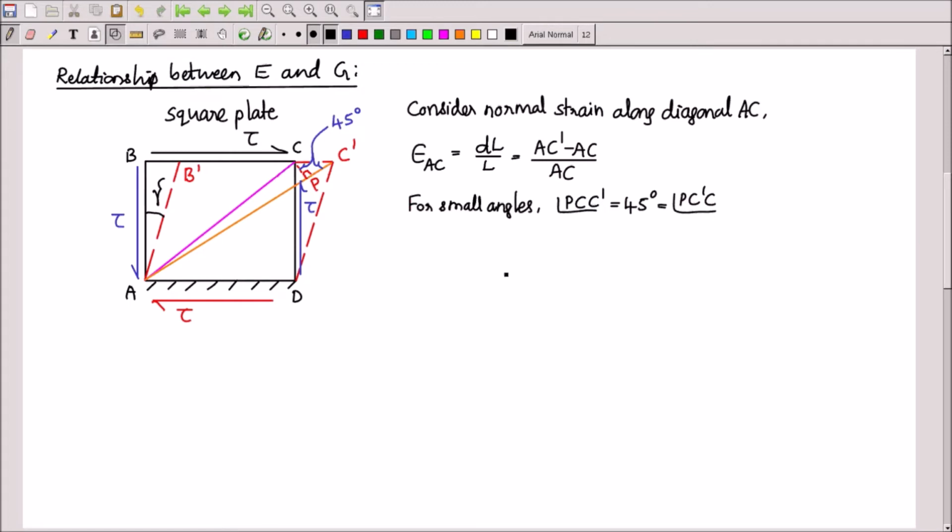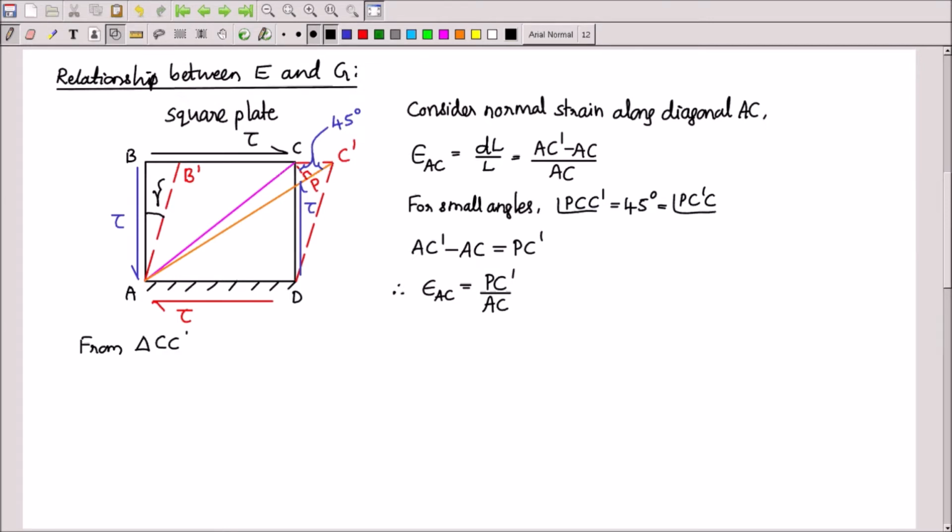See, AC dash minus AC can be written as PC dash. So epsilon AC will become PC dash divided by AC. PC dash is the change in length and AC is the original length. Now, from triangle CC dash P, what is PC dash in terms of CC dash? Is it not CC dash cos 45? Yes, PC dash is nothing but CC dash cos 45, and cos 45 is 1 over root 2, so CC dash by root 2.